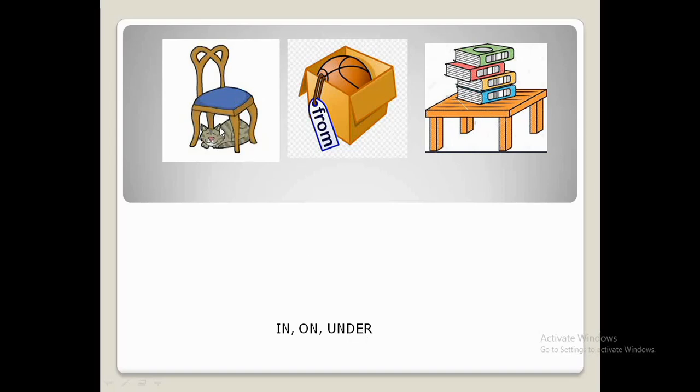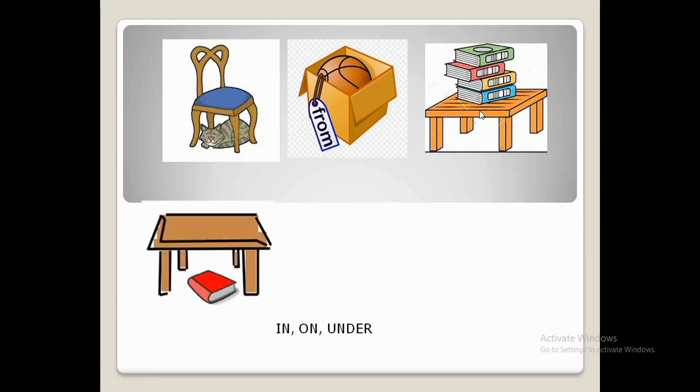So we are going to use under when we want to say that something is below or at a lower level, okay? So in this case, what we are working is the position, okay? The position in relation to different objects. So we are going to say here the cat is under the chair, okay? In the second case, the ball is in the box. And in the third case, the books are on the table, okay?